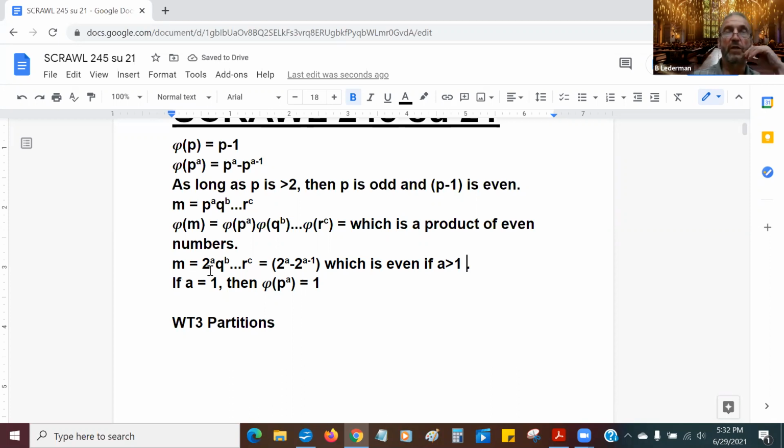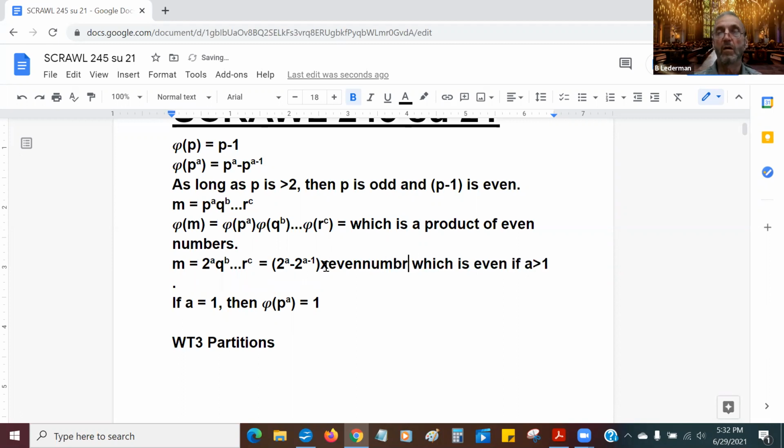So if M is equal to 2 to the a times all these guys here, that's going to be this times an even number, the same even number that we got up here, and that's good, and that's even. Okay, fine. And if a happens to equal 1, it means I just have a factor of 2 and nothing else. Then phi of p to the a is just going to be phi of 2, and that equals 1.